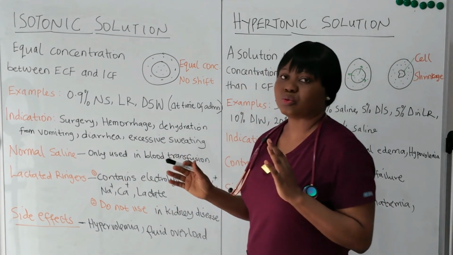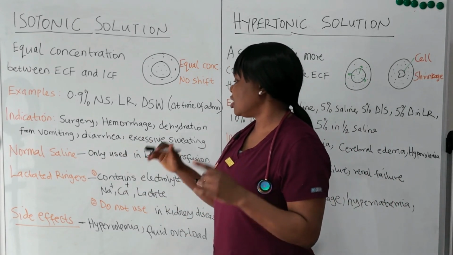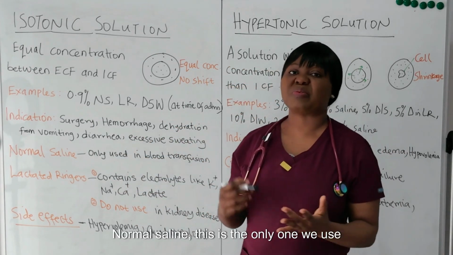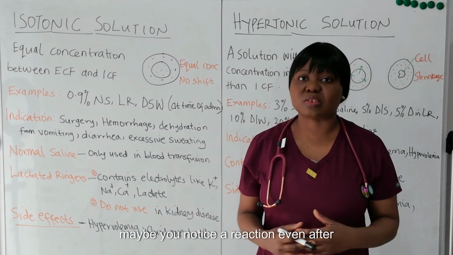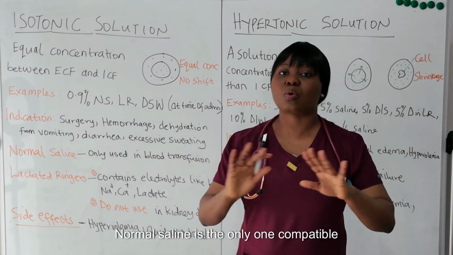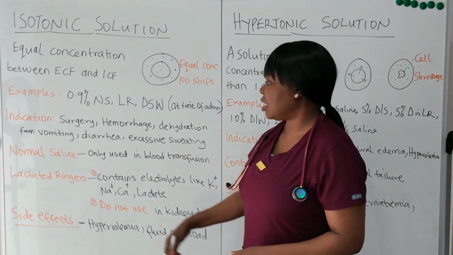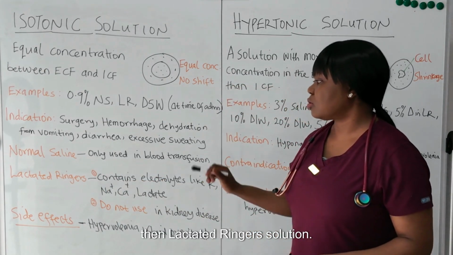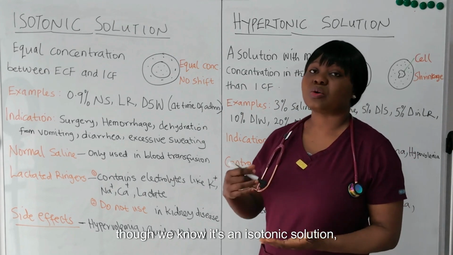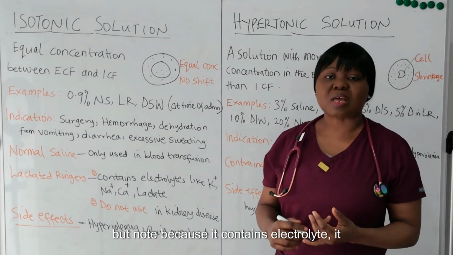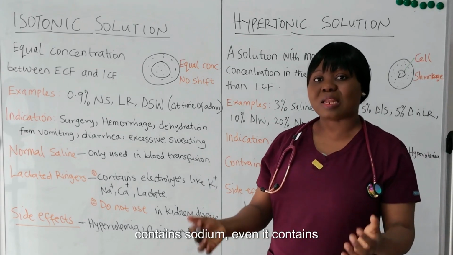So now I want you to take note of some points based on some solutions here. Normal saline, this is the only one we use in blood transfusion, whether before blood transfusion, during blood transfusion, maybe you notice a reaction, even after blood transfusion. Normal saline is the only one compatible with blood transfusion, no other solution. Then lactated ringer solution. Note that this one, though we know it's an isotonic solution, contains electrolytes: potassium, calcium, sodium, even lactate.